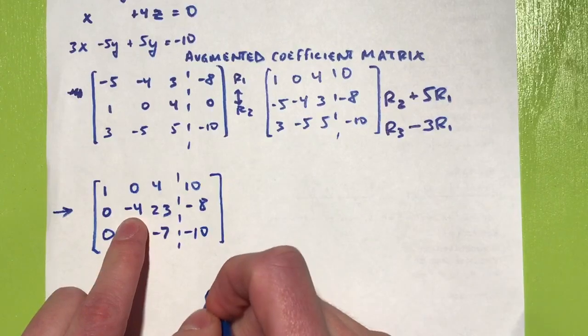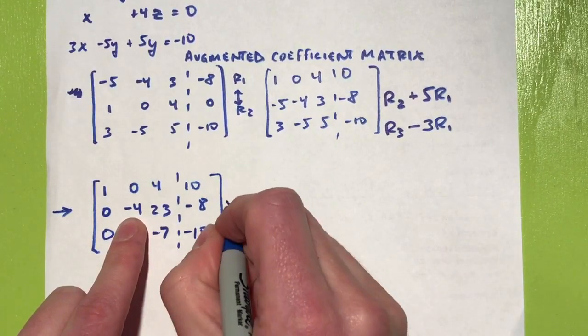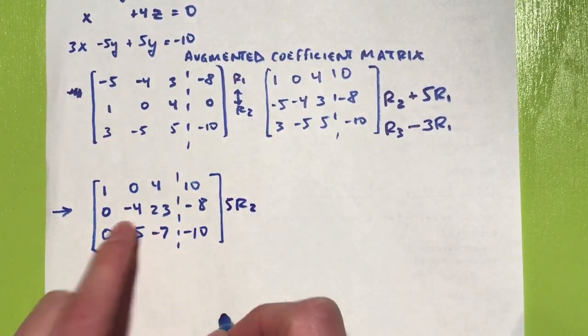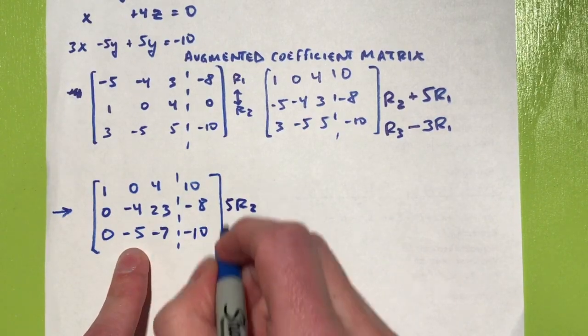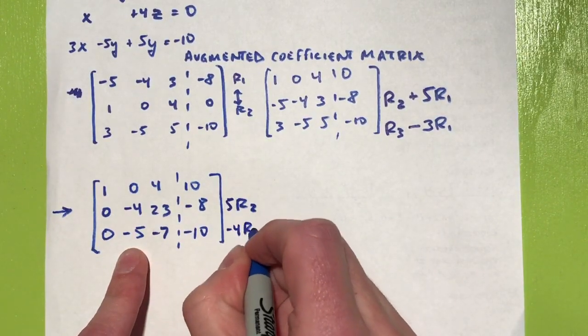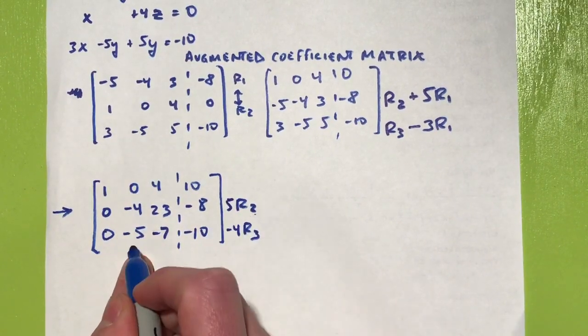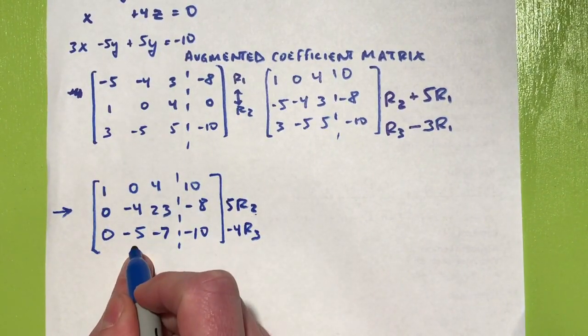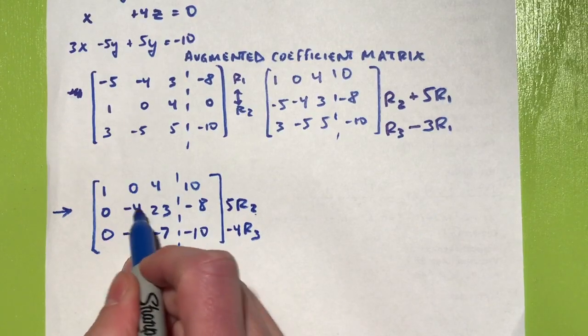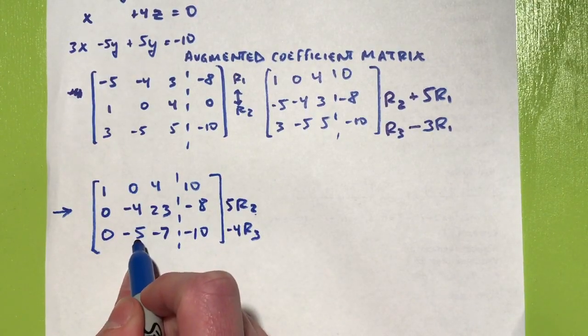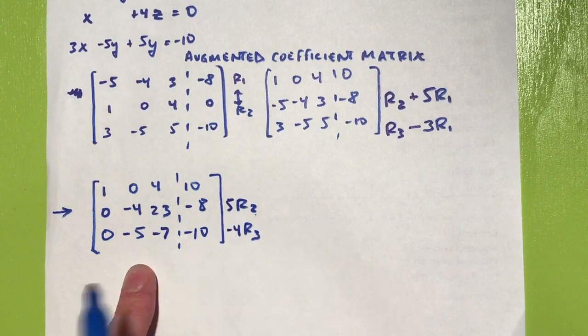I'm going to multiply row 2 by 5. I'm going to multiply row 3 by negative 4. So row 2 is going to be multiplied by 5, and row 3 is going to be multiplied by negative 4. Thinking ahead, that's going to give us negative 20, positive 20. Just like with elimination, that's going to work itself out.